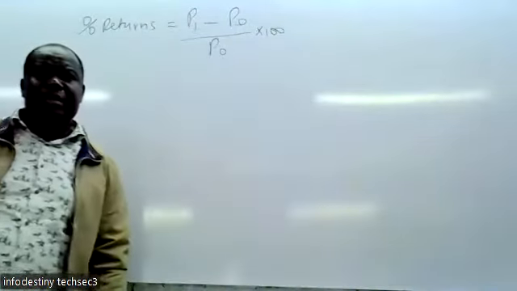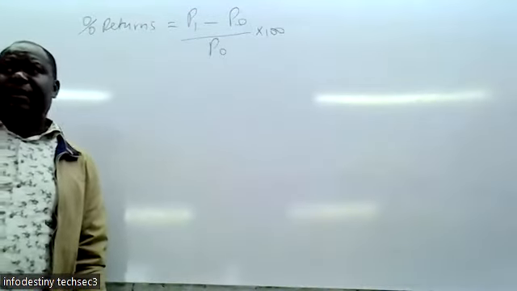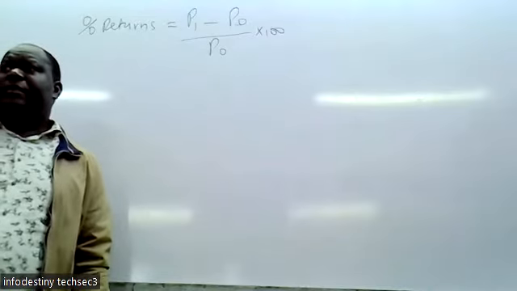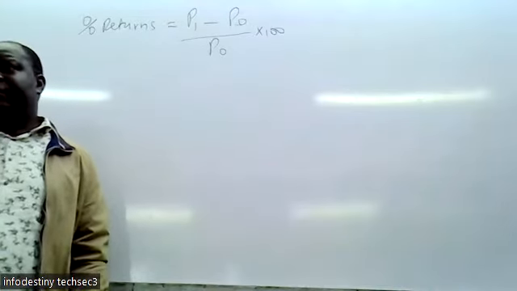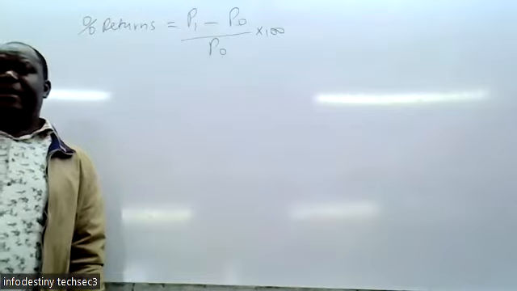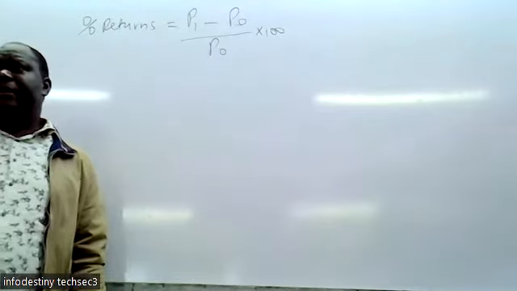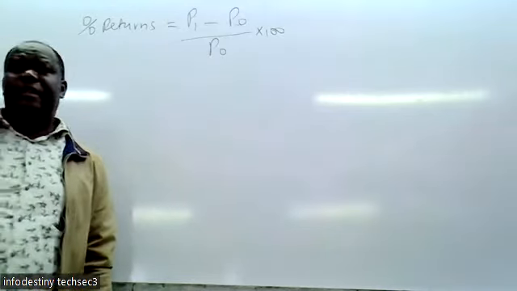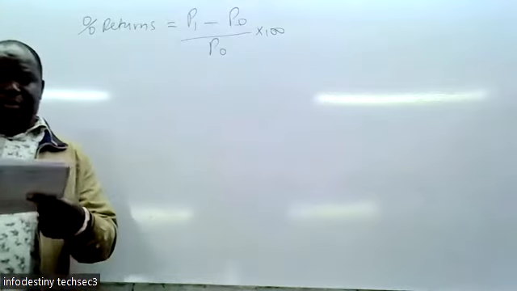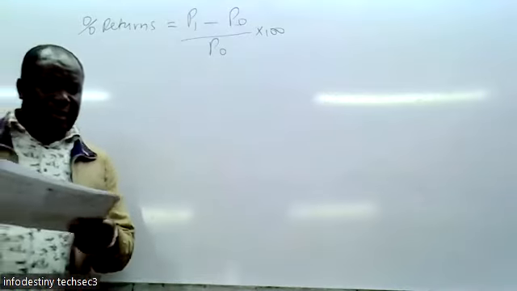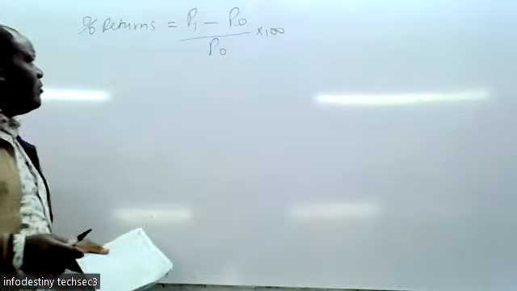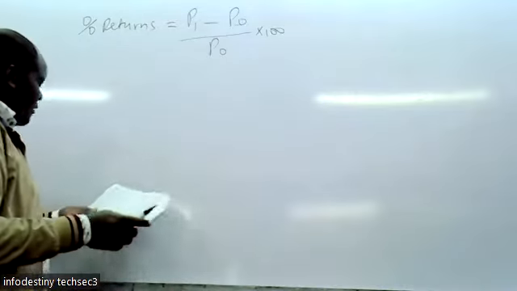So P1 is the price at the end of the year. P0 is the price at the beginning of the year. Then the base remains the price at the beginning of the year. So we get the increase in return. So we compute for each state of economy.